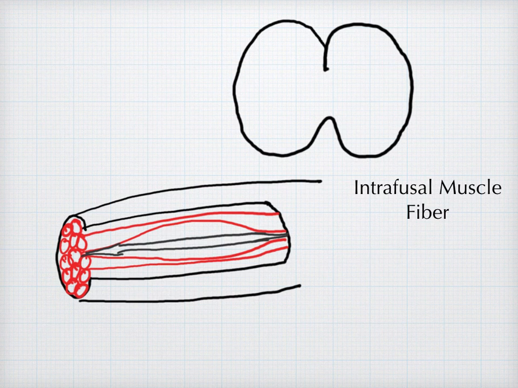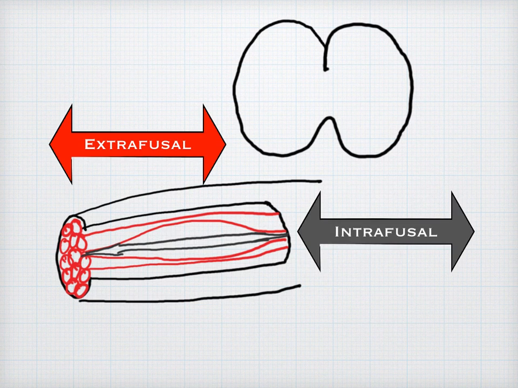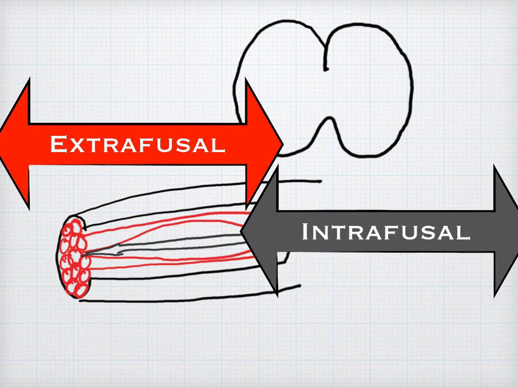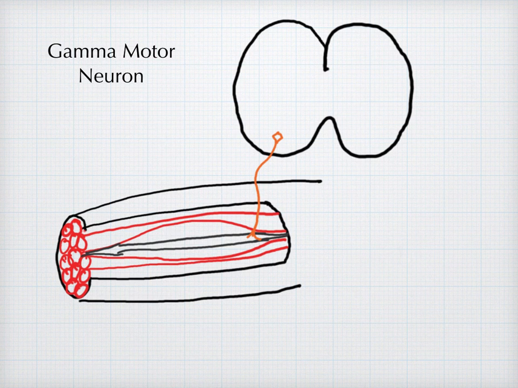There are also fusiform or spindle-shaped intrafusal muscle fibers that are parallel to extrafusal muscle fibers. Each end of the intrafusal muscle fibers is attached to extrafusal muscle fibers. This parallel orientation ensures that as extrafusal muscle length changes, a simultaneous change is experienced by the intrafusal muscle fibers, and vice versa. The length of the intrafusal muscle fibers is regulated by the gamma motor neuron.